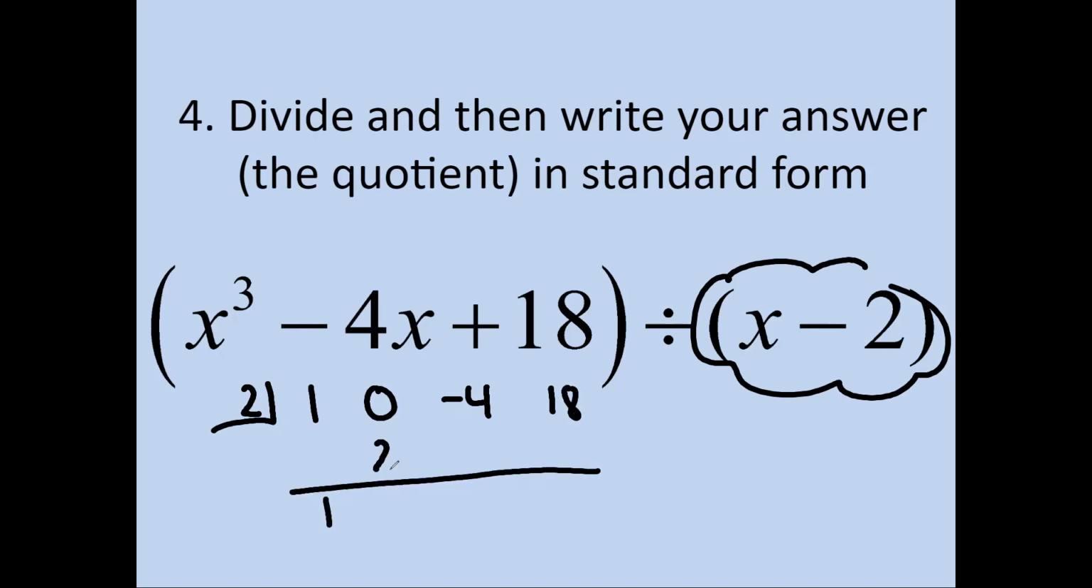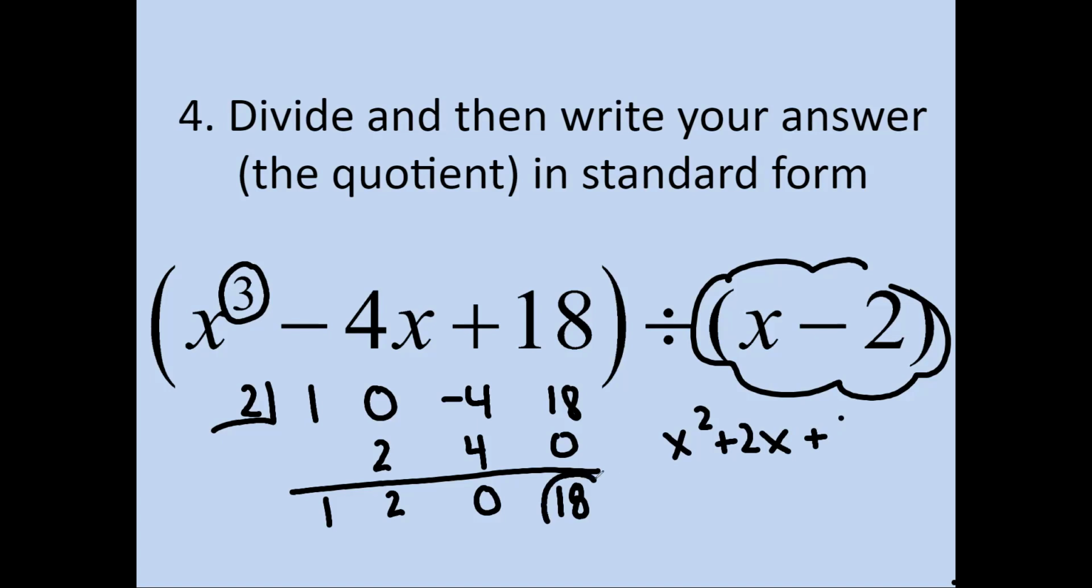1 times 2 is 2. Add them, get a 2. 2 times 2 is 4. Add them, get a 0. 0 times 2 is 0. I add and I get an 18. Now it started as a degree 3, and now it's going to be 1 degree less. So this is going to be x squared plus 2x plus 0, but I don't need to write the plus 0. My remainder is 18. So it's going to be 18 over x minus 2.